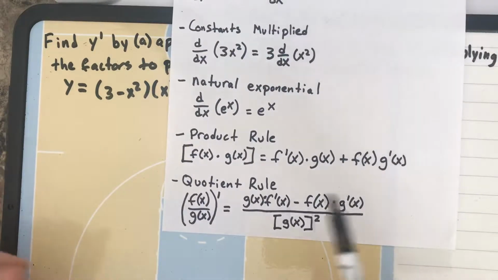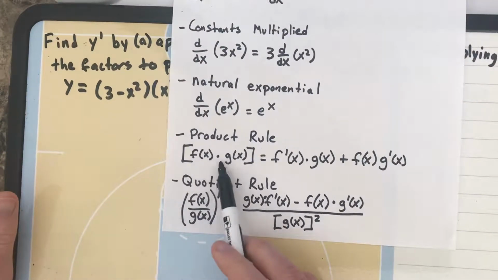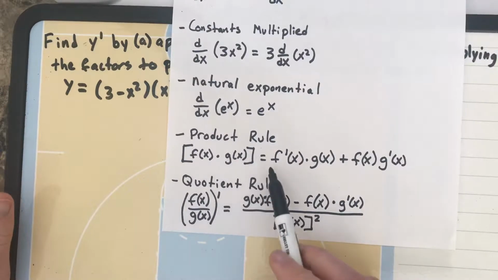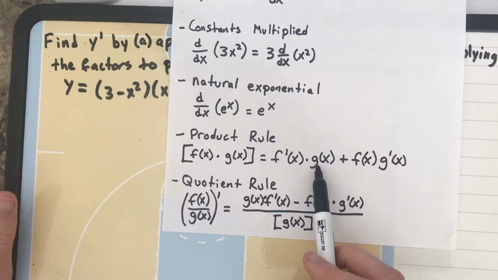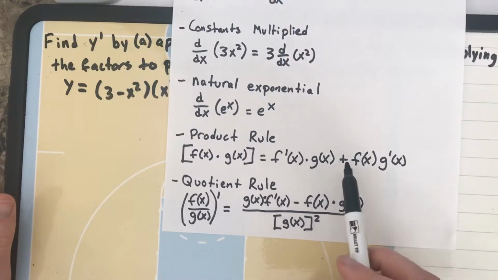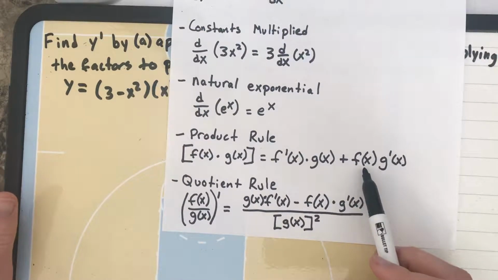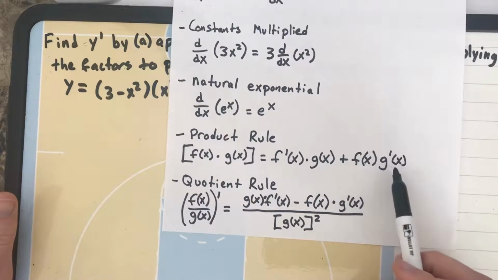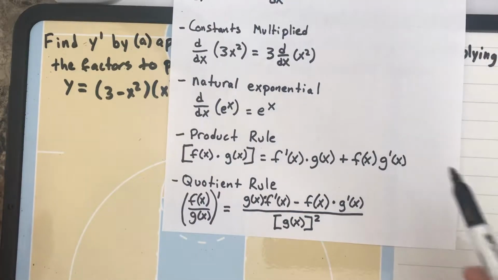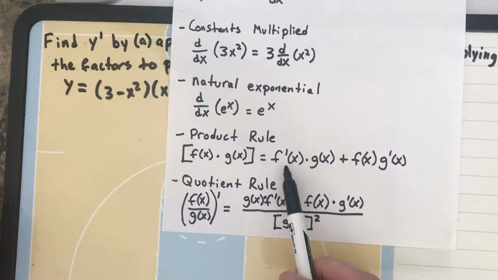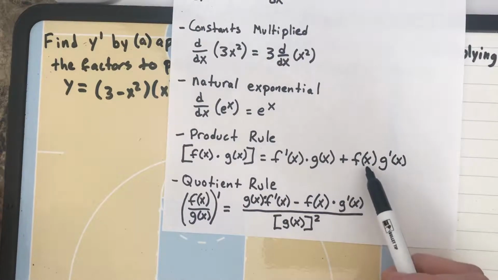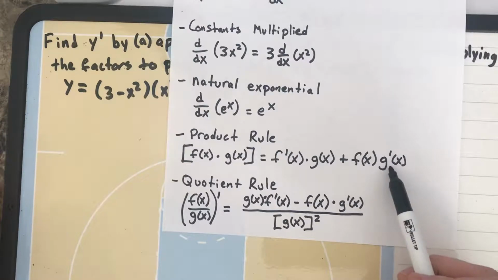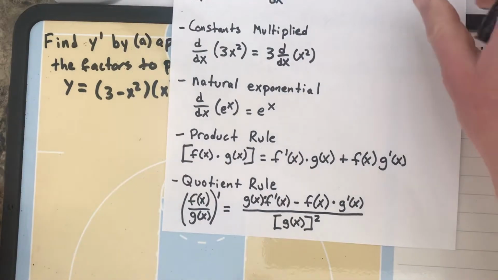So if we look down here, the product rule of one function times another function is equal to the derivative of the first function times the original function of the second one plus the original function of the first one times the derivative of the second one. So long story short, you take the derivative of the first one, times just the regular second function, and you add the regular first function with the derivative of the second function. So let's go ahead and show this.